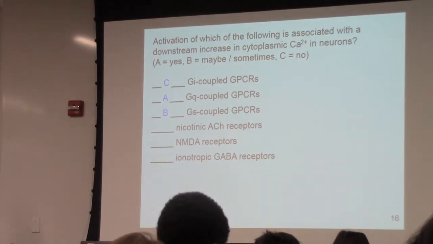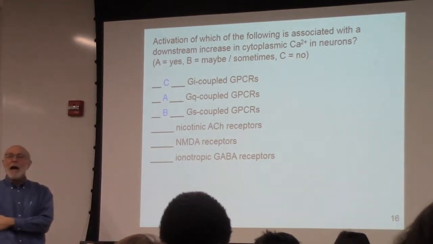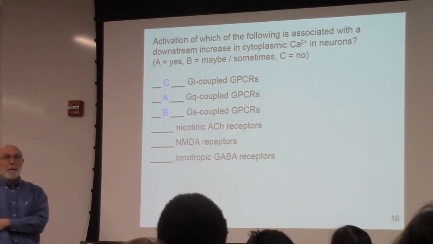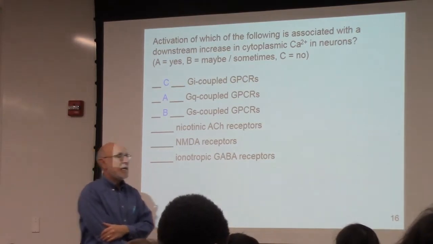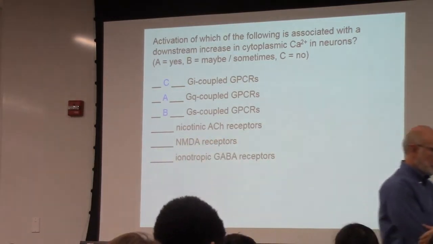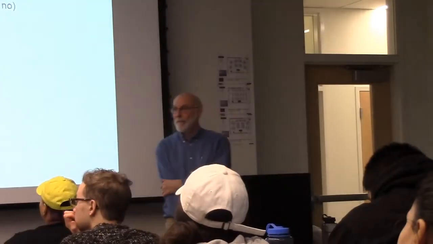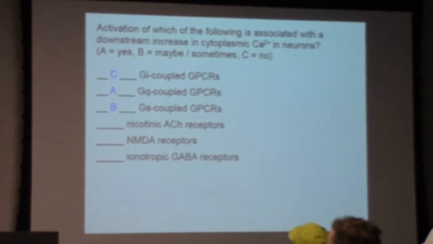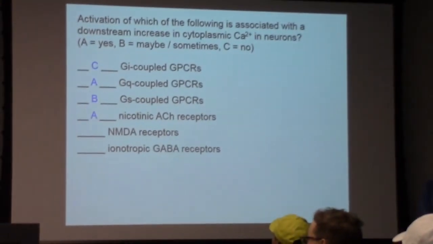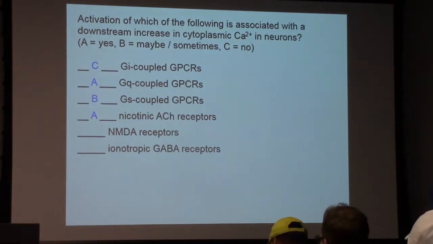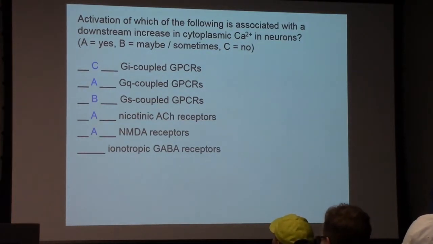Nicotinic ACh receptors. Now you have to apply what you know about ionotropic nicotinic ACh receptors. Do they cause an increase in cytoplasmic calcium? They do, because they are calcium permeable. They are like NMDA receptors once they are unblocked from their magnesium. Oh, what about NMDA receptors? Okay, I'll leave that to you.